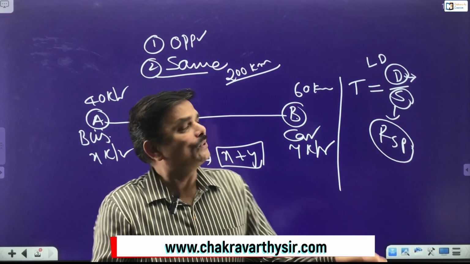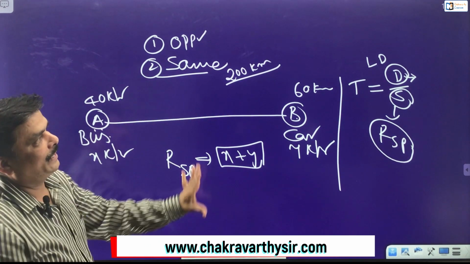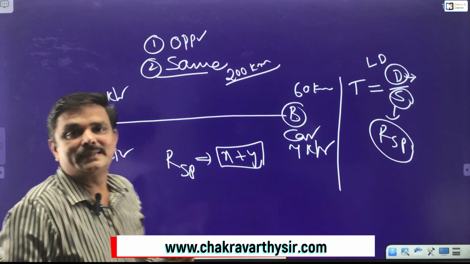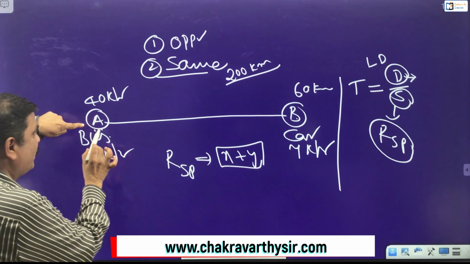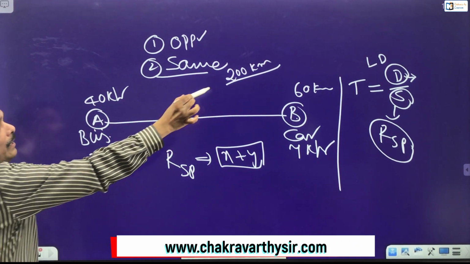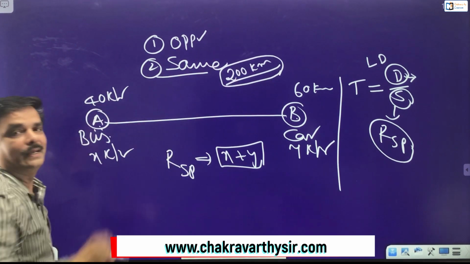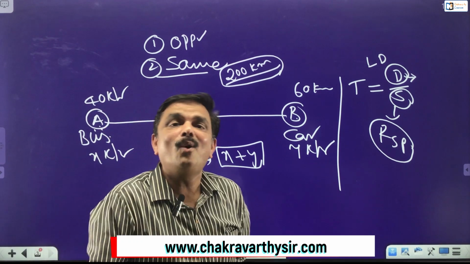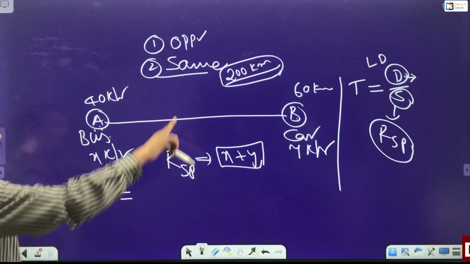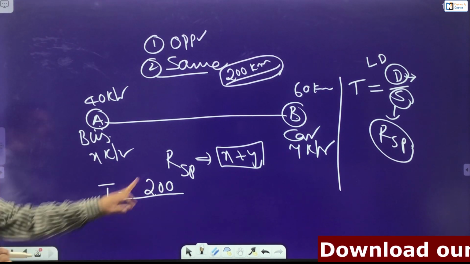Then how to solve this one, students? Here obviously I need to find out the time. Time is equal to lead distance by relative speed. What do you mean by the lead distance here? Lead distance means when both are starting towards each other simultaneously, the target for both of them to cover is 200 kilometers. This is the lead distance. How much time would it be taking? Simply time is equal to the lead distance, 200 kilometers, divided by speed.